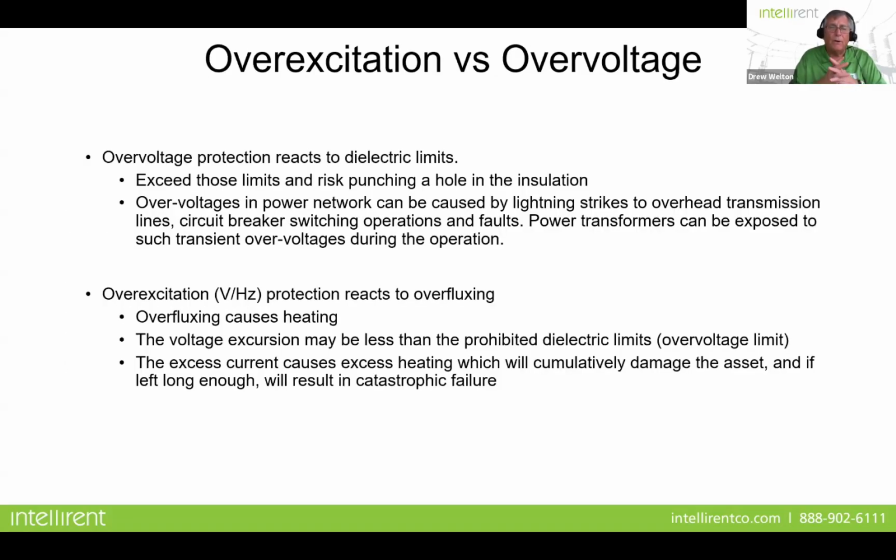So, overexcitation versus overvoltage. Overvoltage protection reacts to dielectric limits. If you exceed limits, you risk a punch-through, where it can punch a hole in the insulation itself. And overvoltage in a power network can be caused by lightning strikes on overhead transmission lines, circuit breaker switching operations and faults, and power transformers can be exposed to such transient overvoltage during operation.